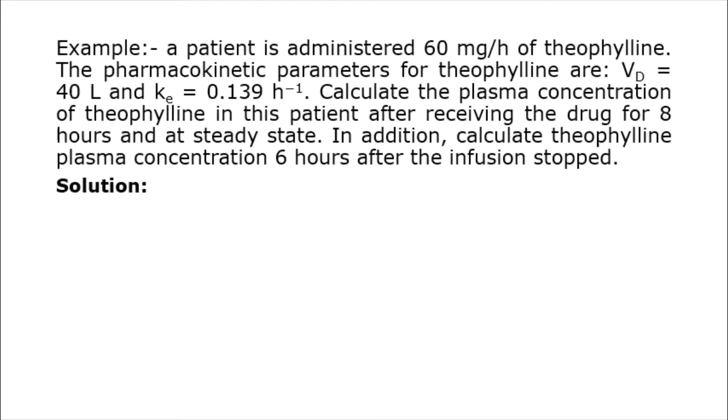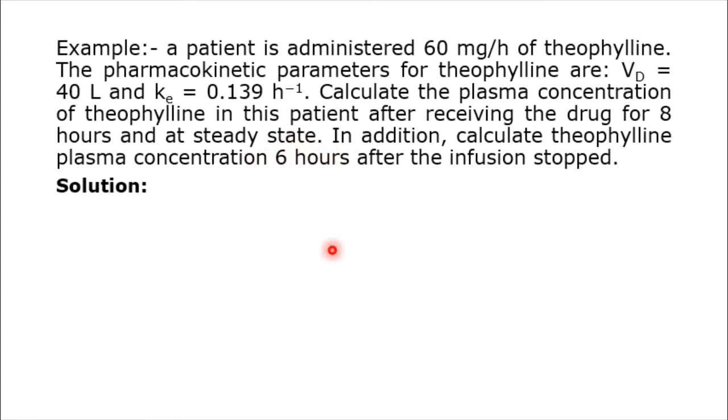Let's take an example. In this example, a patient is administered 60 milligram per hour, an infusion of theophylline. The pharmacokinetic parameters of theophylline are volume of distribution 40 liter and elimination rate constant 0.139 per hour. Calculate plasma concentration of theophylline in this patient after receiving the drug for 8 hours and at steady state. In addition, calculate theophylline plasma concentration 6 hours after the infusion stopped.